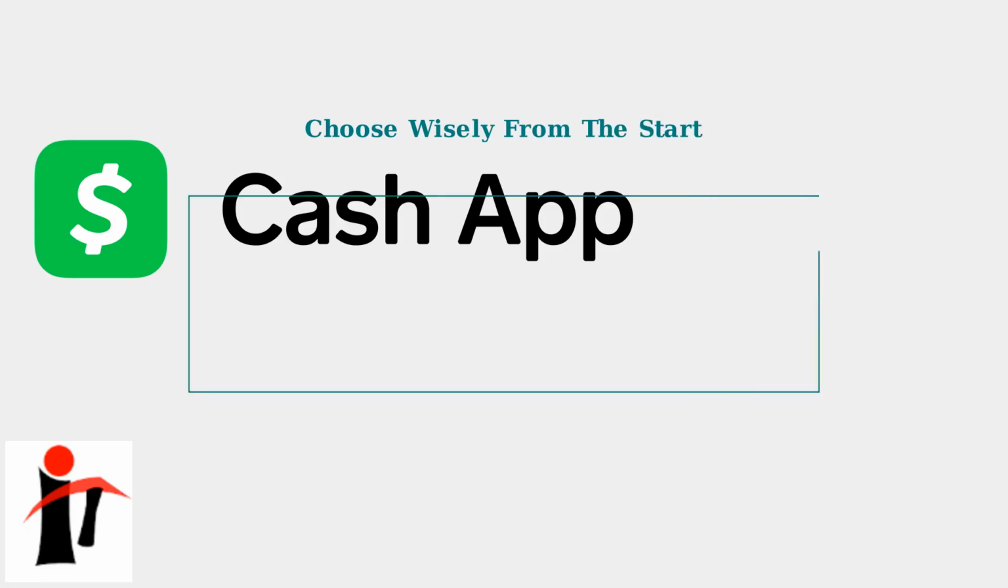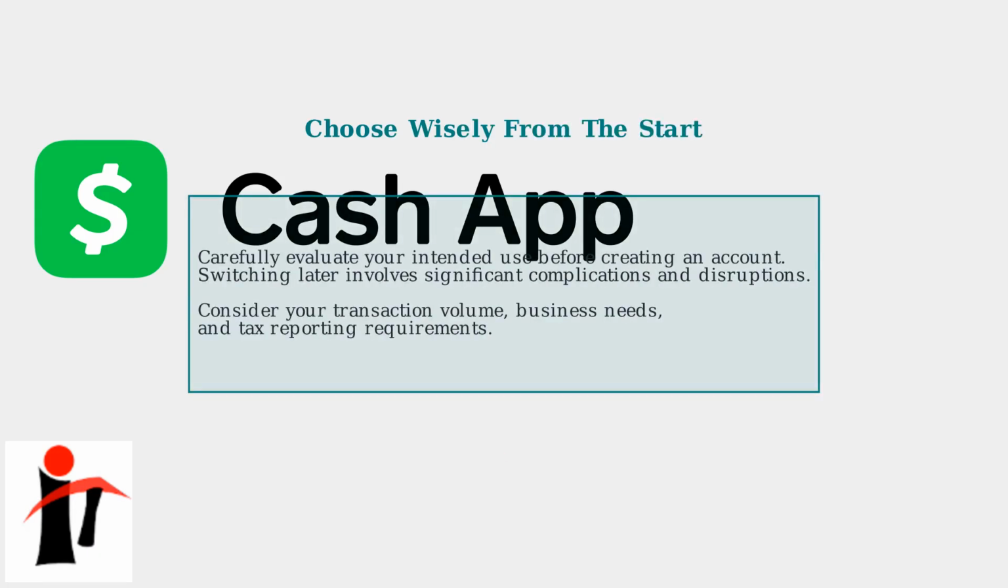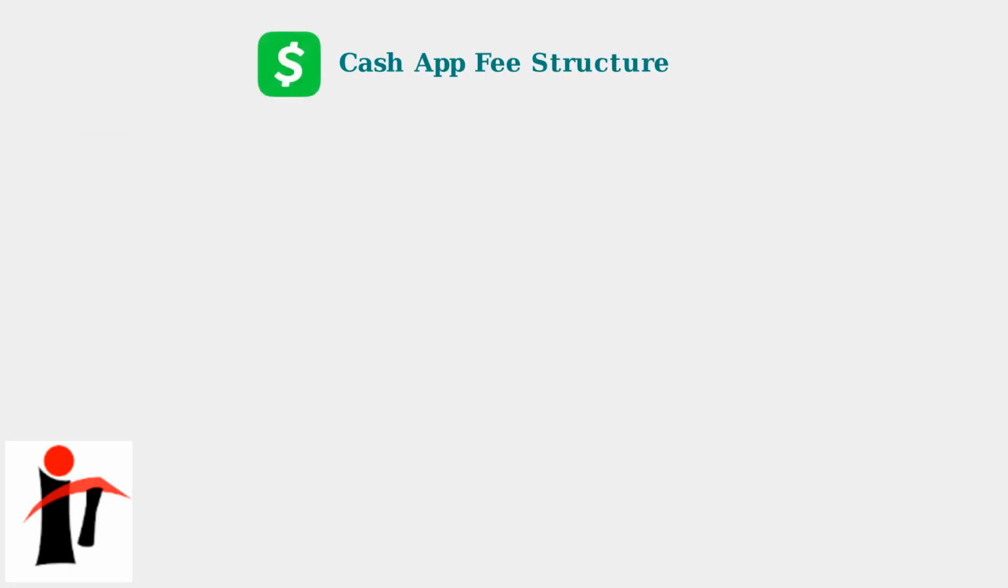Given these limitations and differences, choosing the correct account type initially is absolutely crucial. The switching process is complex and disruptive, so careful consideration upfront can save significant time and hassle later. Understanding Cash App fees is crucial for choosing the right account type and managing your money effectively. Different account types have different fee structures that can significantly impact your costs.